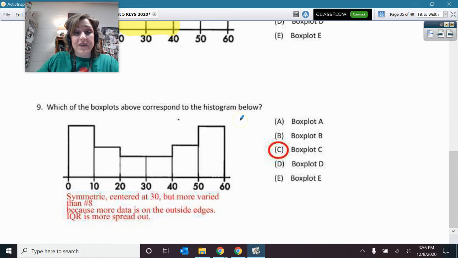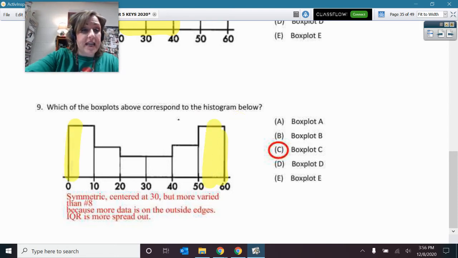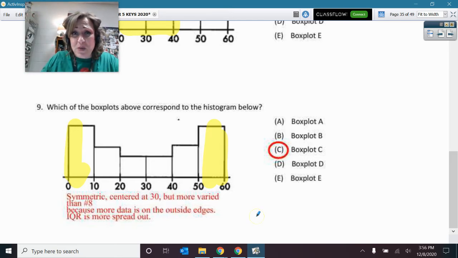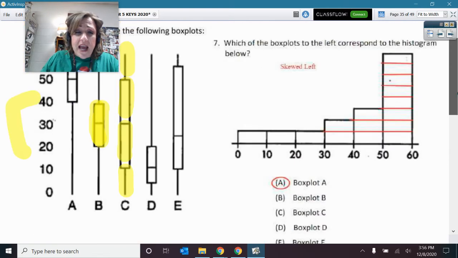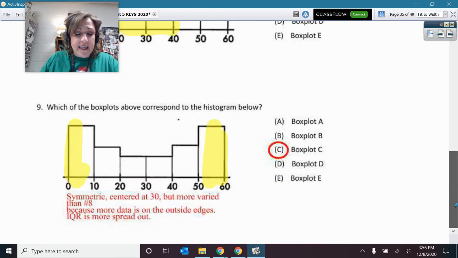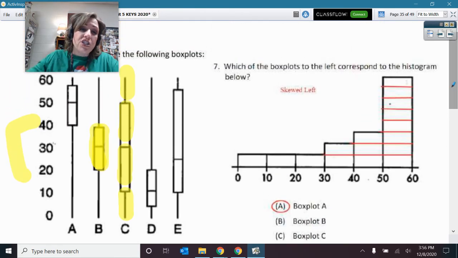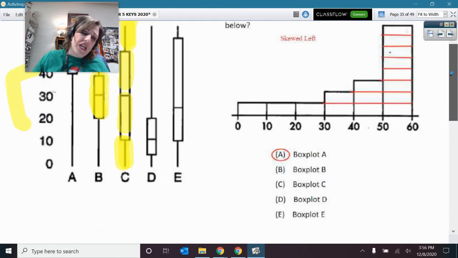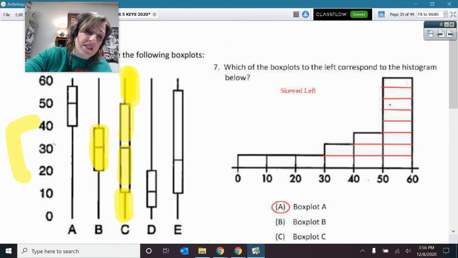Here we have one where we definitely have the largest amount of data on these outside edges. And you remember, huge amounts of data in the itty bitty little space on the box plot. So we would have the largest amount of data on the outside, and is it symmetric? Yes, so it's symmetric also. So I have the larger amounts of data in these smaller whiskers on the outside edges. Except for E, but E doesn't look perfectly symmetric. So again, I'm going to go with C.